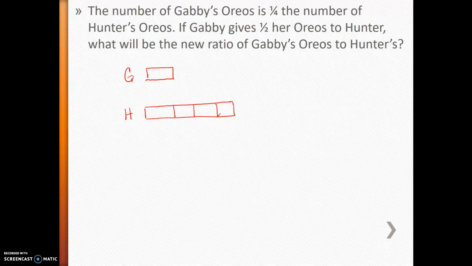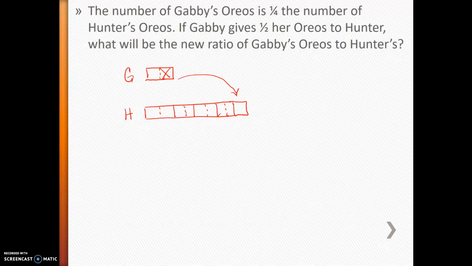Okay, then it says if Gabby gives 1/2 of her Oreos to Hunter, what will the new ratio of Gabby's Oreos to Hunter's be? So both of my quantities are changing, aren't they? Because Gabby's going to take some of her Oreos and she's going to give them to Hunter. But we can't really take half away from Gabby right now because she only has 1 unit. So we need to subdivide. And we don't just subdivide one part of our ratio, we have to subdivide both parts of our ratio. So now we can take away part of Gabby's, and we're going to give that to Hunter. So let's add 1 to Hunter's.